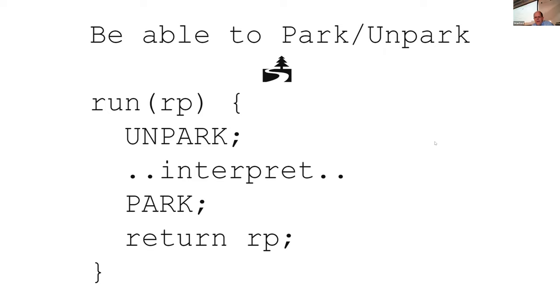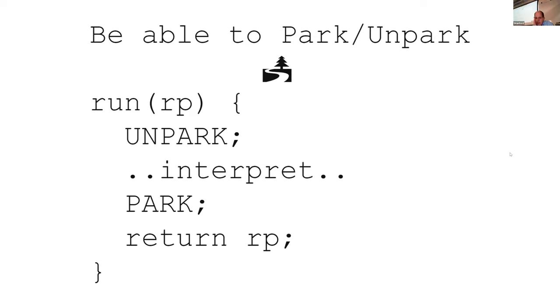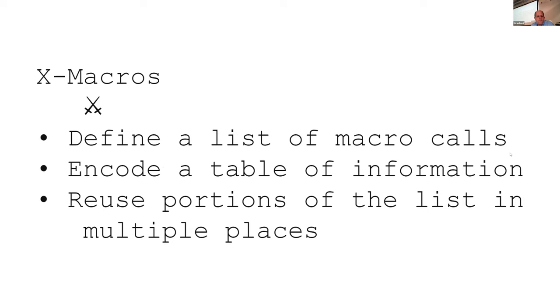So everything when you enter is sitting on the return stack. You unpark things, which works like this, where you pull out the instruction pointer, the stack pointer, the floating pointer, the stack pointer, and then unbox the top of the stack. And then when you do eventually need to yield, you park everything so that you only have to hold on to that single return stack value to find your place back.